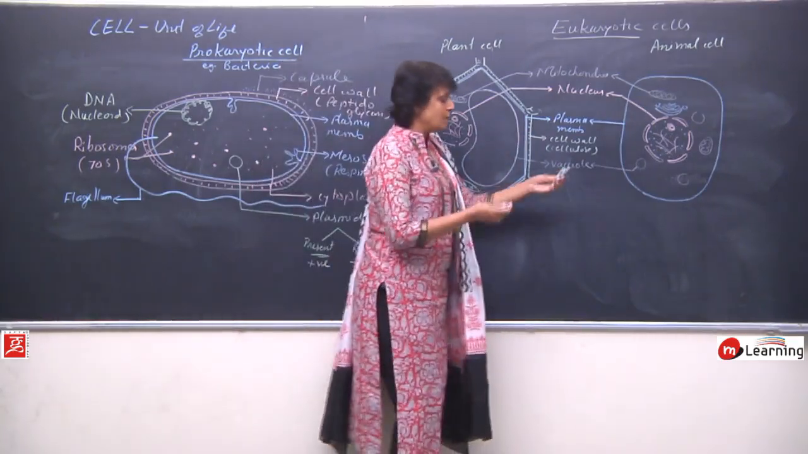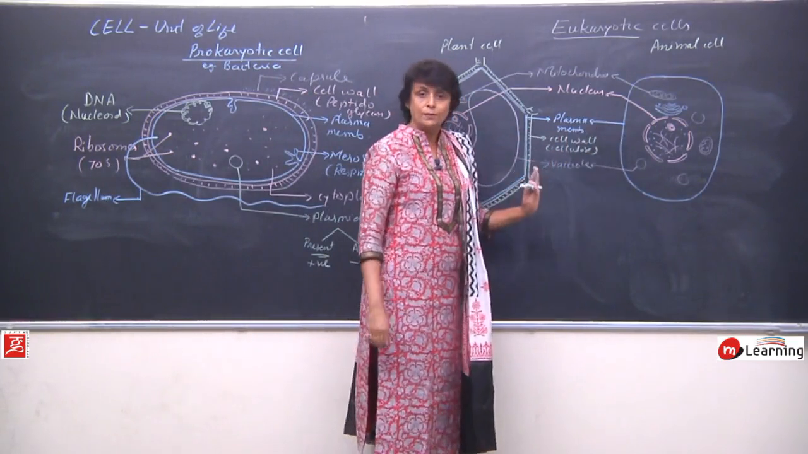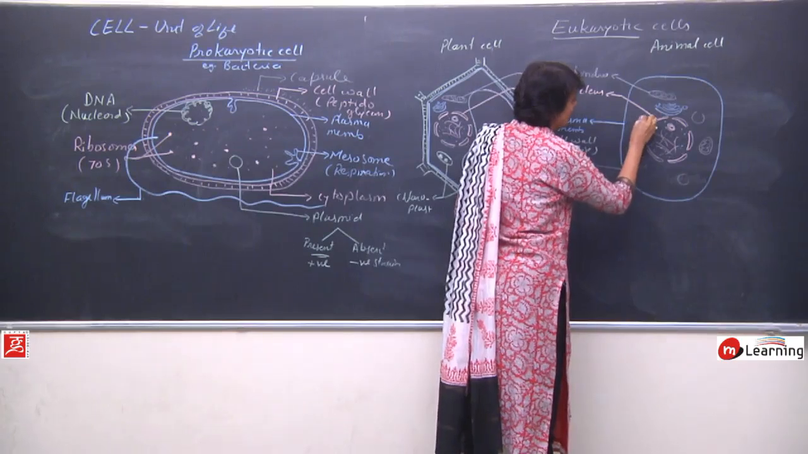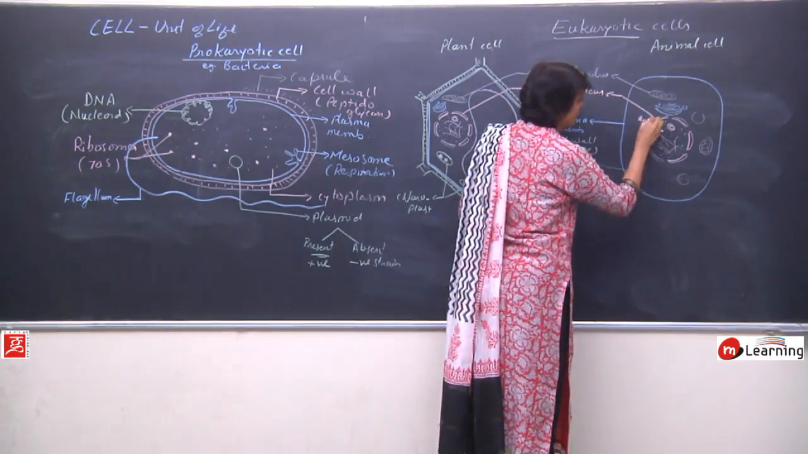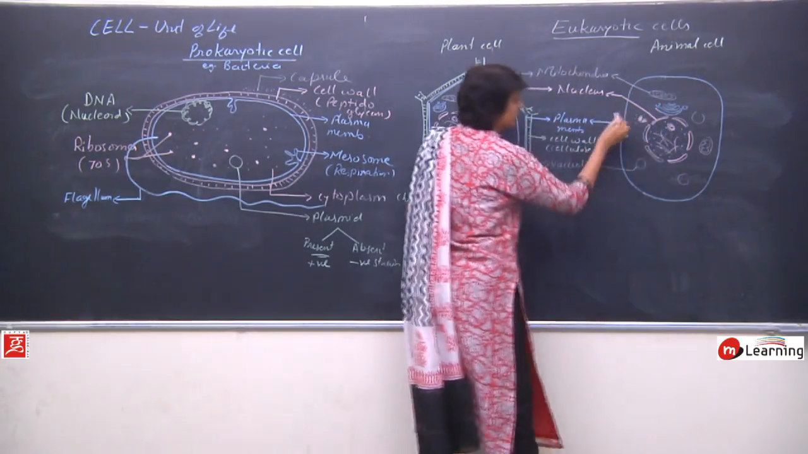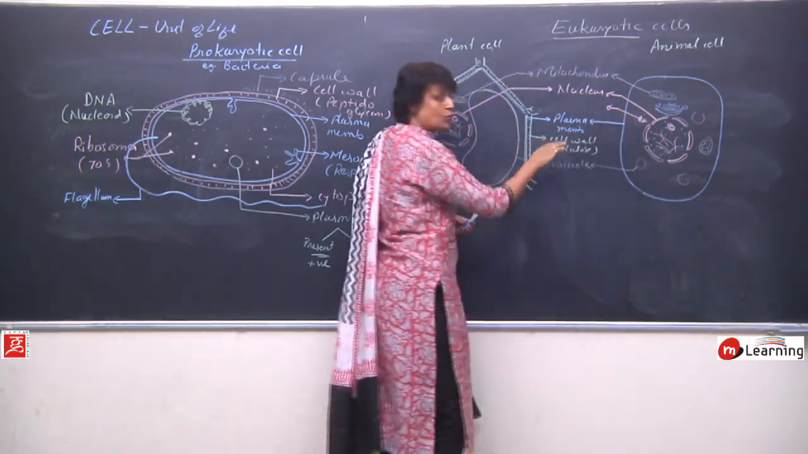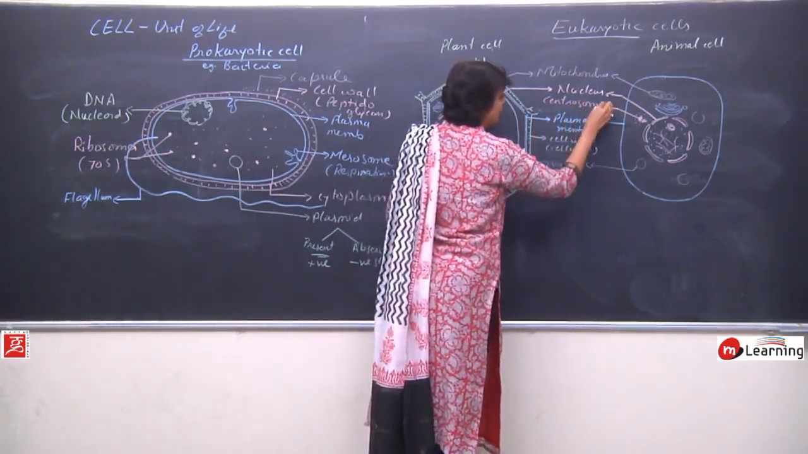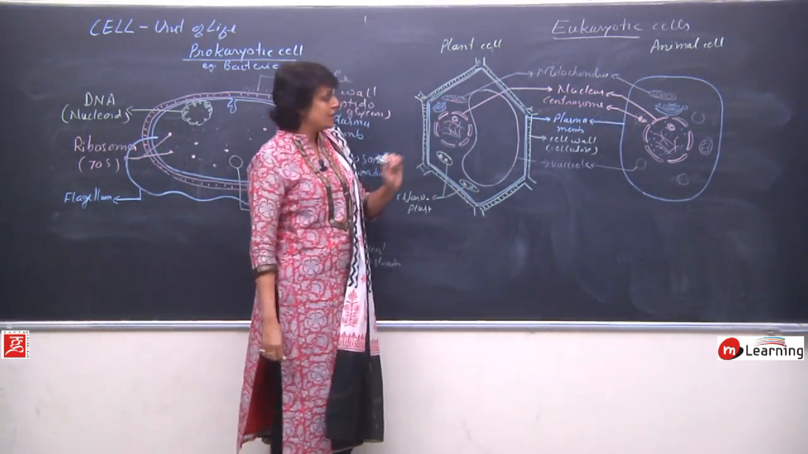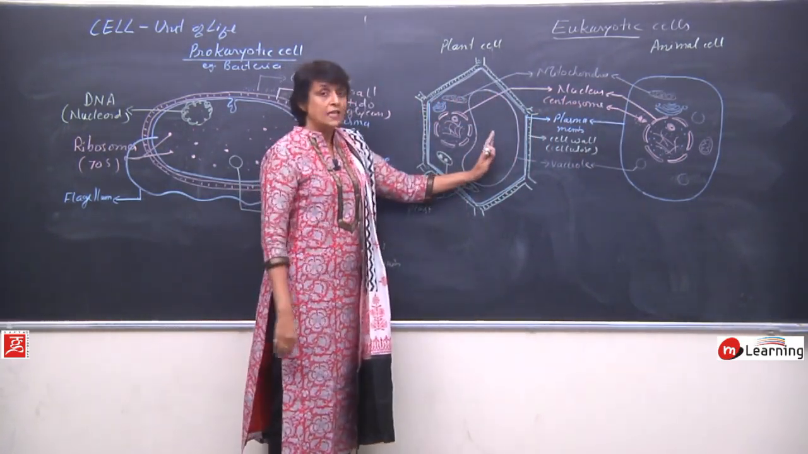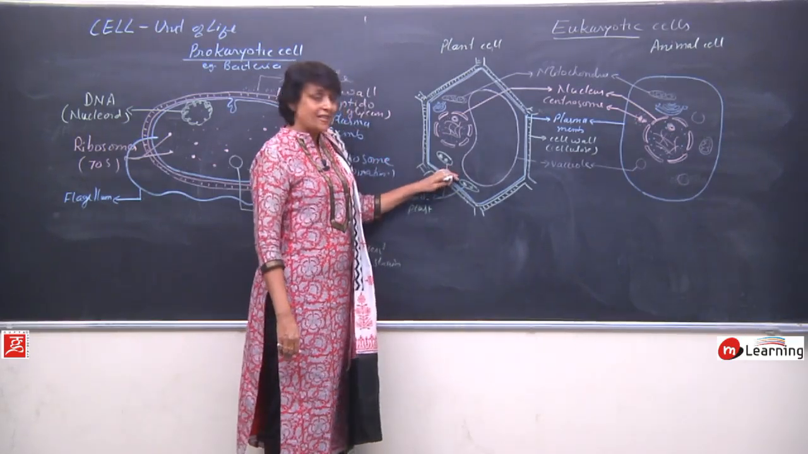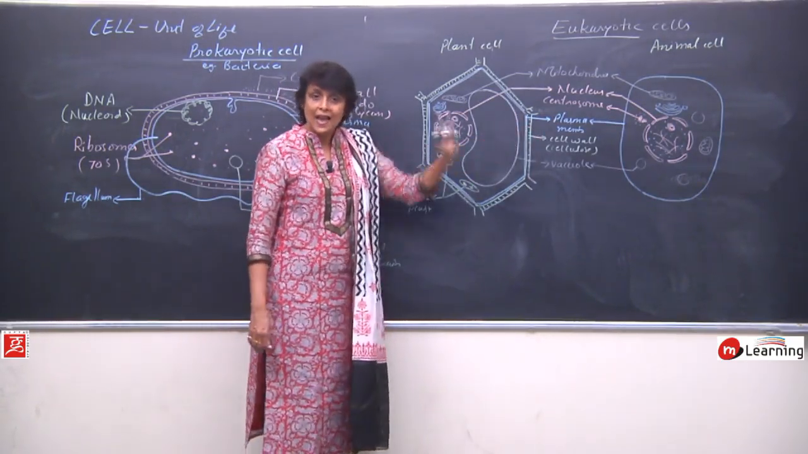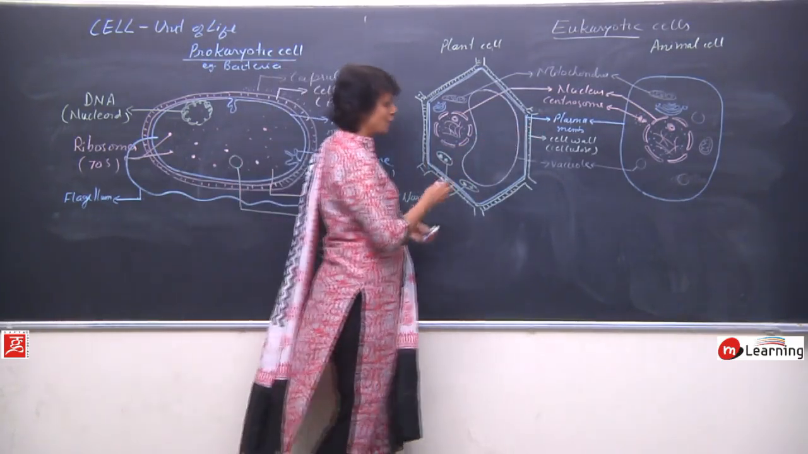Now let us come to animal cells, a structure which is present only in animal cells. That structure is known as the centrosome. Centrosome has two centrioles. This structure is again closer to the nucleus and is found only in animal cells. So right now we have three differences: cell wall present in plant cells, plastid or chloroplast present in plant cells, and centrosome present in animal cells. These are the three differences so far.